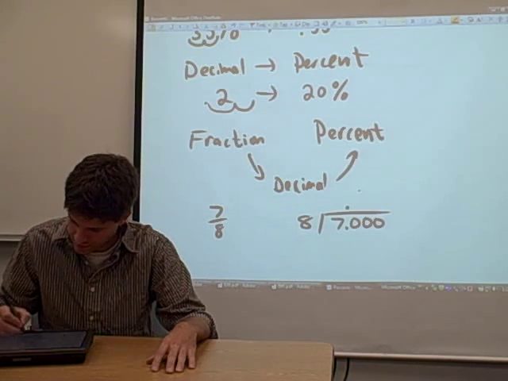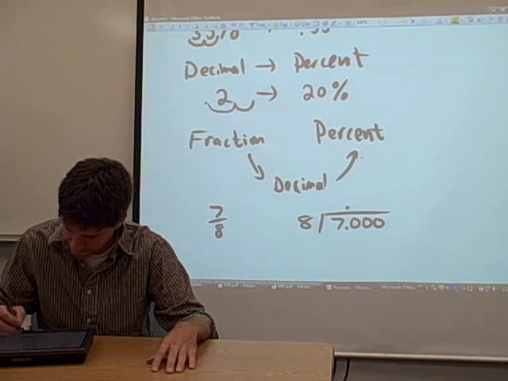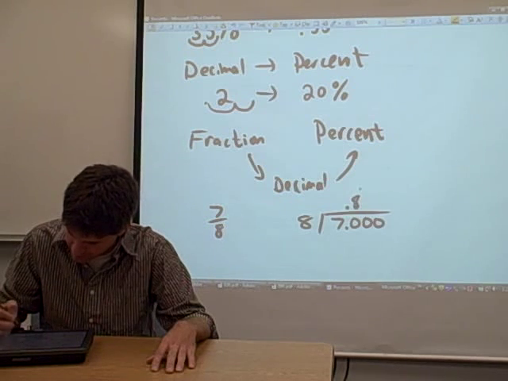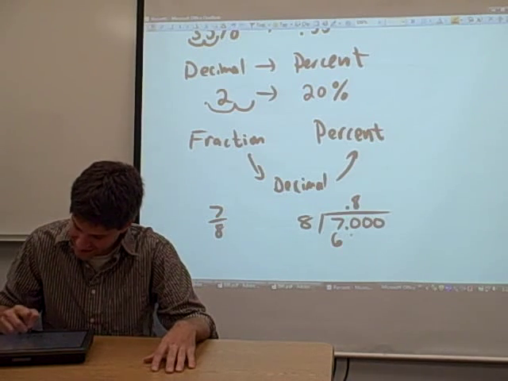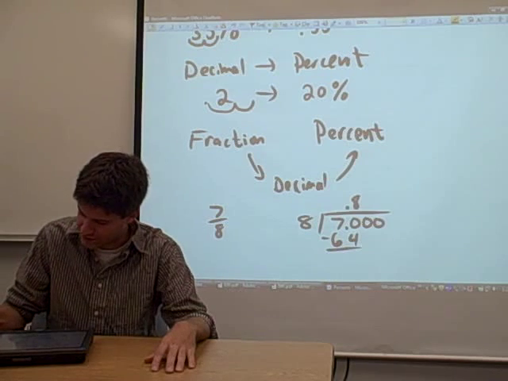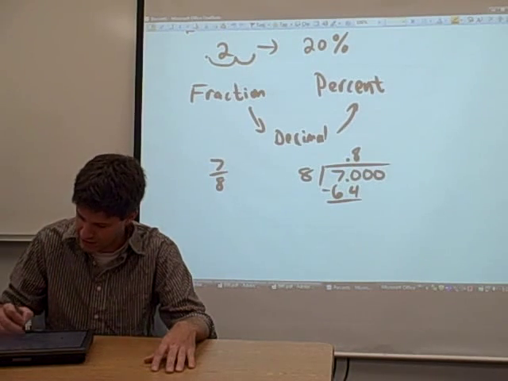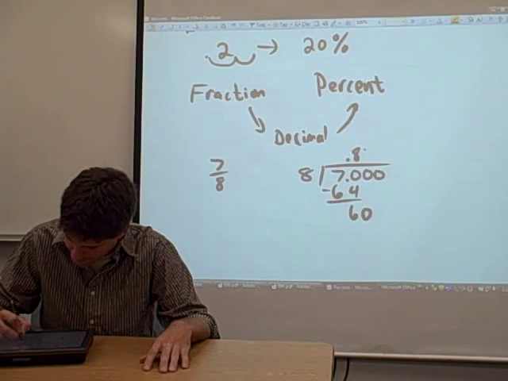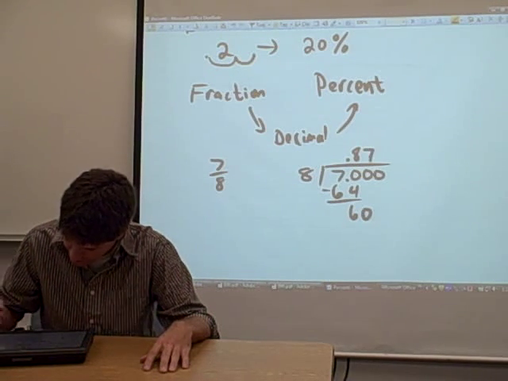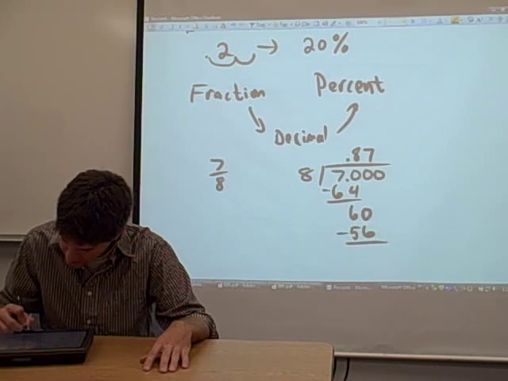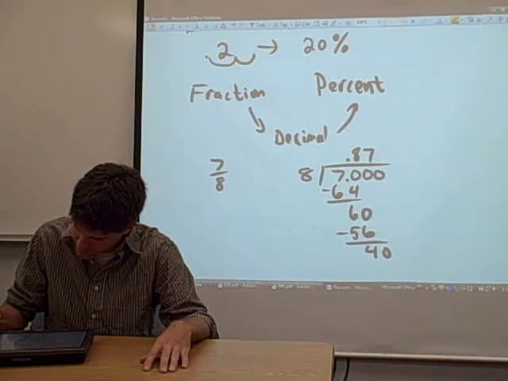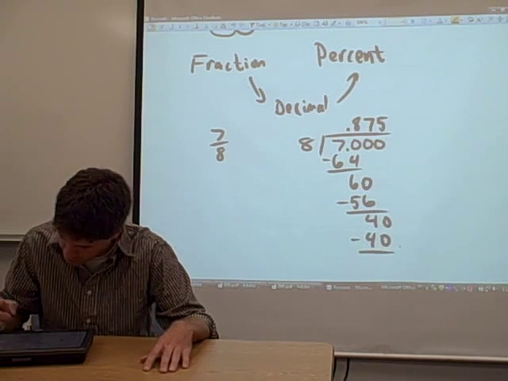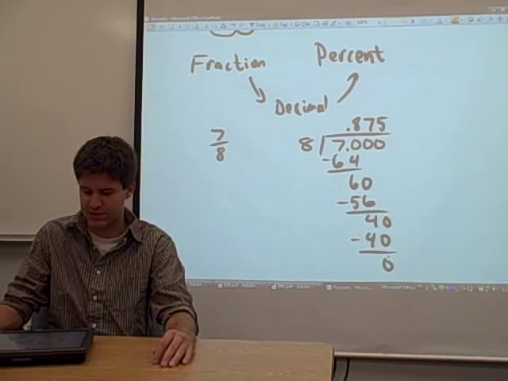So, how many times does 8 go into 70? I believe the answer is 8. 8 times 8 is 64. We subtract that from 70. And then you just continue the long division like you normally would. 7, 56, 40, 5, 40. Oh, great. So this problem actually has an end to it.